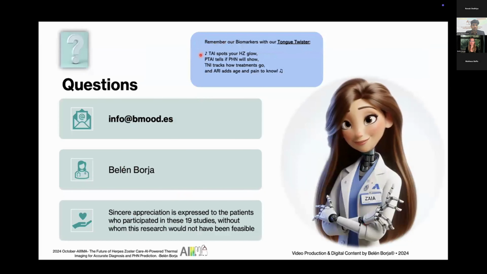TAI spots your HC glow. PTAI tells if PHN will show. TNI tracks how treatments go. And ARI adds age and pain to know.